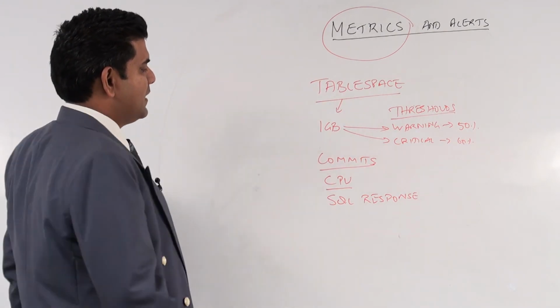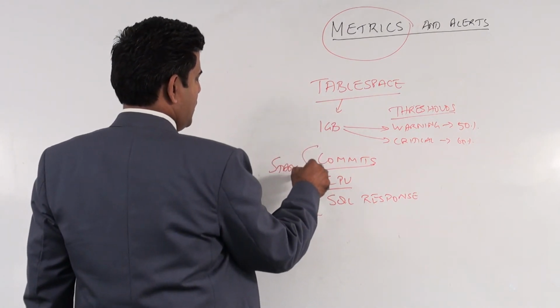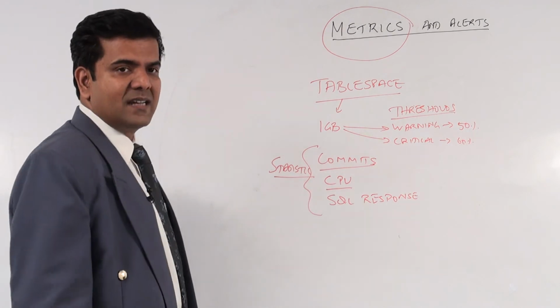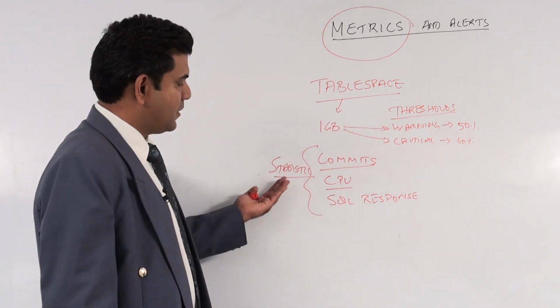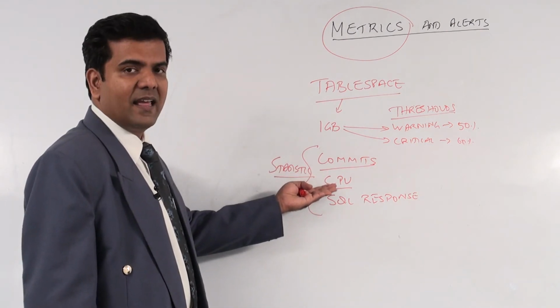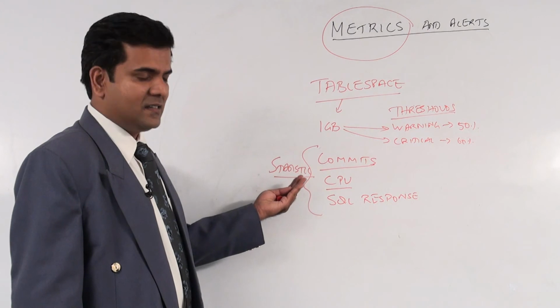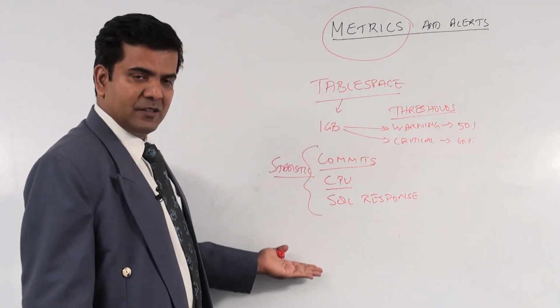And a metric basically talks about how the performance statistic is changing. So the SQL response time is a performance metric that can capture how the statistic about SQL response is behaving. CPU is a metric that I can configure to see how the statistic on CPU usage is going. So these are all options available.